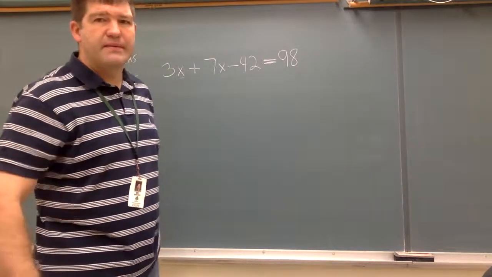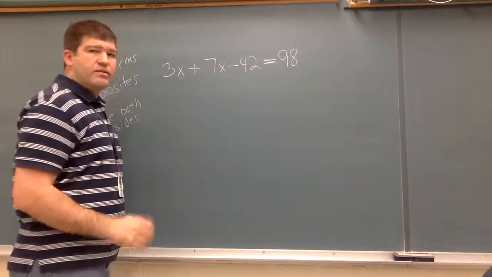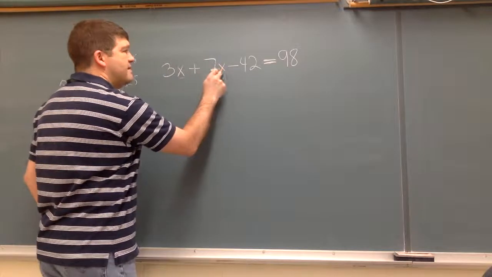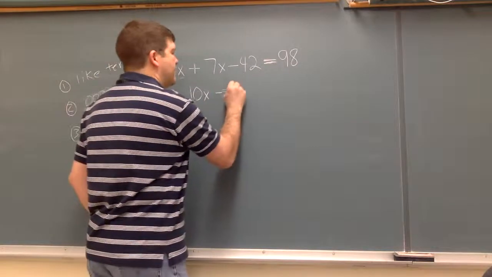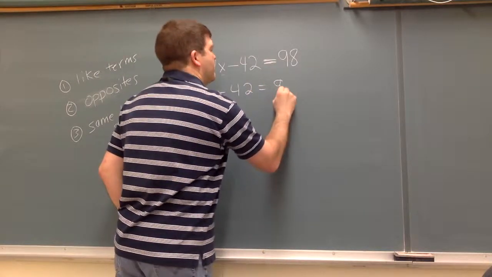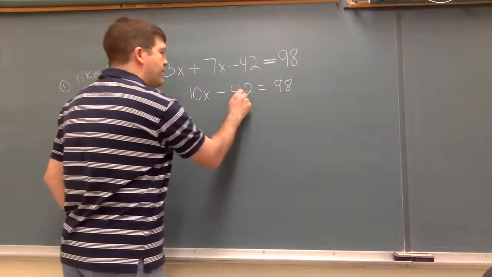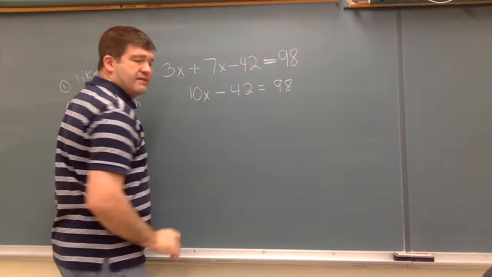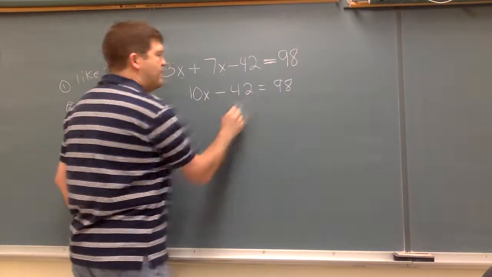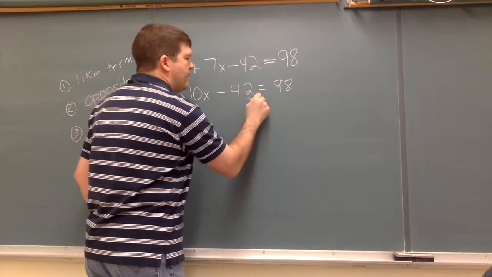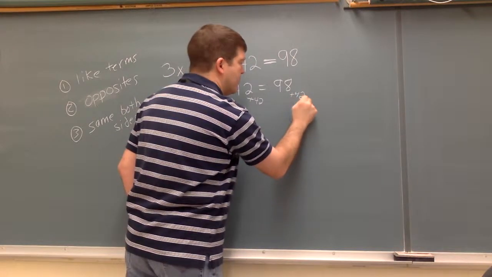First thing I'm going to do on this one is put my x's together. I have 3x and 7x. Those are like terms. If I have 3x's and 7x's, now I have 10x's. And then I'll just bring this down, minus 42 equals 98, okay? Now, I want to get rid of this 42. I want to get close to having just this 10x alone, okay? So this is minus 42, so to get rid of this, I have to add 42, and if I do it on that side, I have to do it on this side, treat everybody equal.